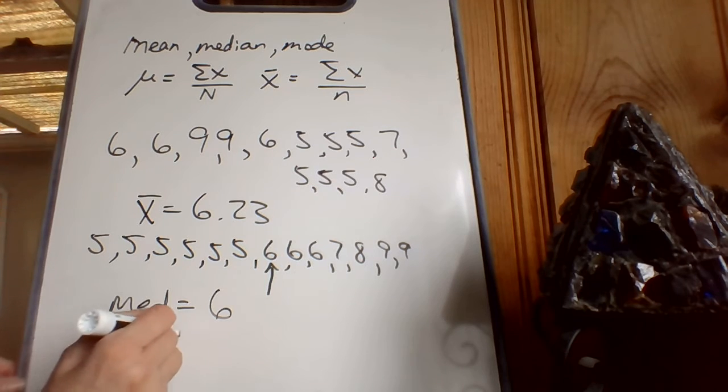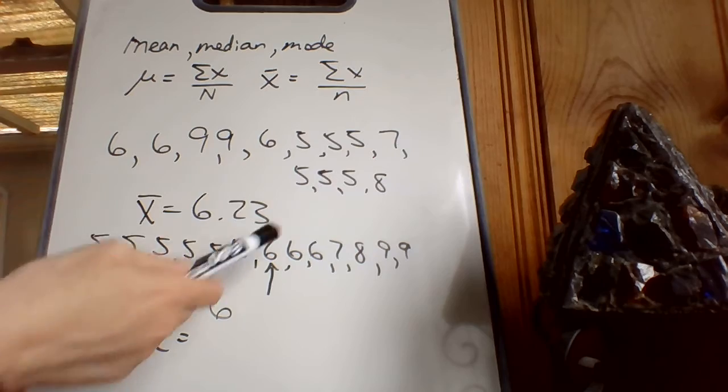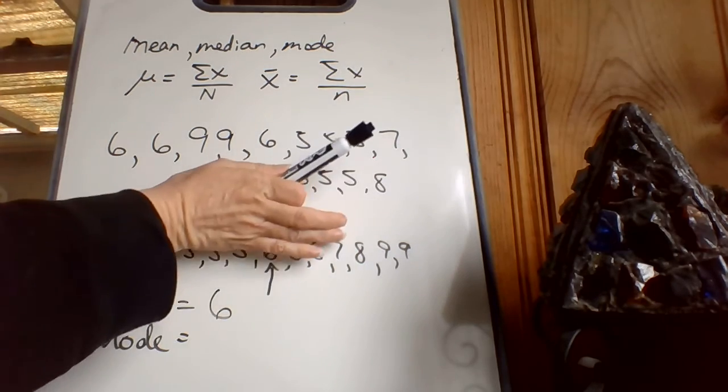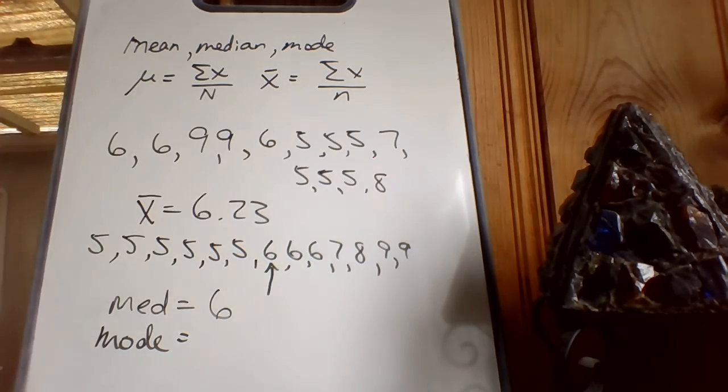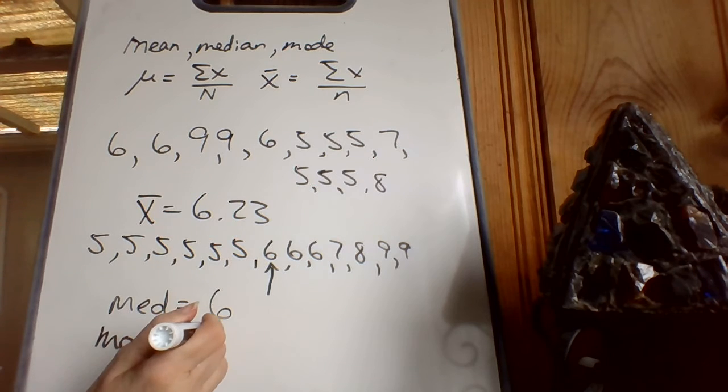Mode is whichever one there's the most of. Okay, and even if I didn't rearrange them like this, even if I'm still looking up here, I can tell you there's a whole bunch of 5s. 5 is the mode because there's more 5s than there is of anything else.